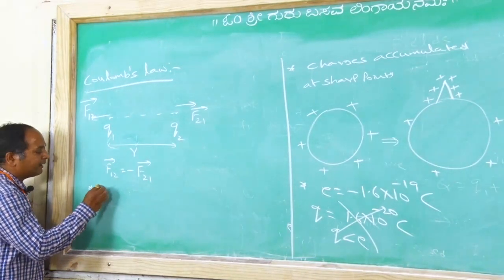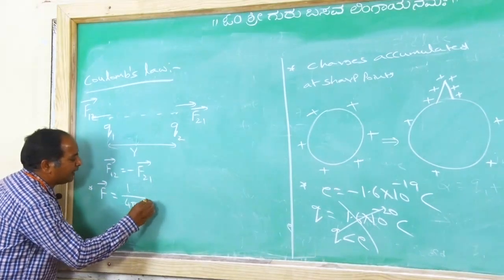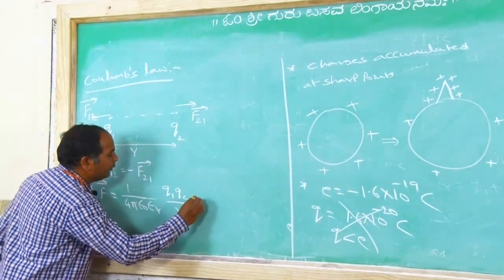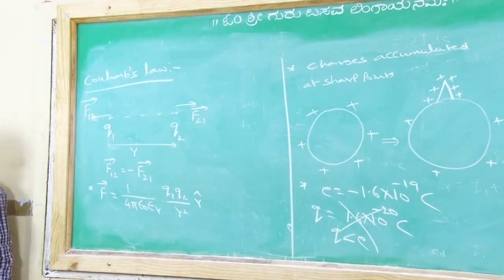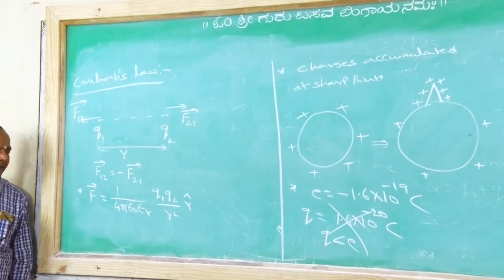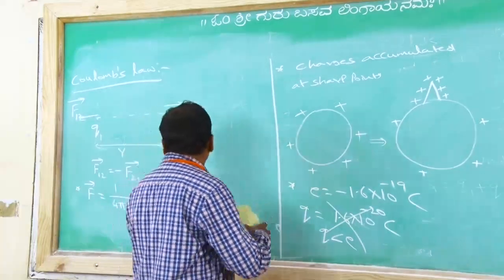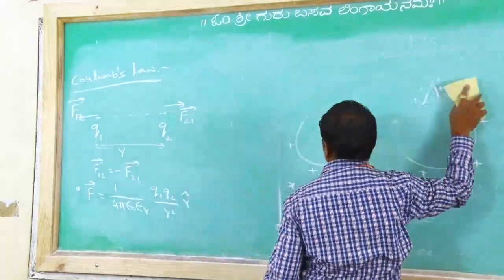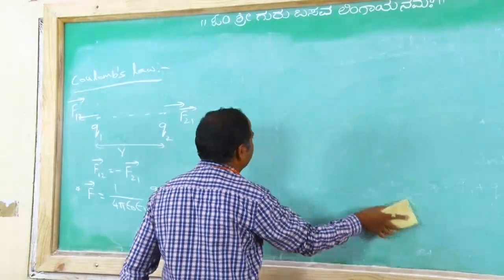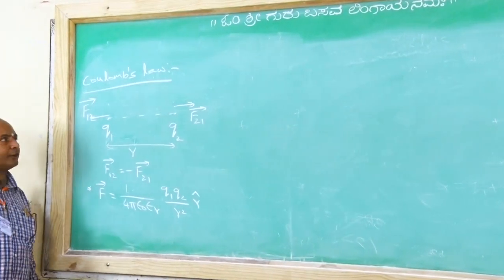If you want to write the vector notation of this force, we may write F bar is equal to 1 by 4 pi epsilon naught epsilon r into Q1 Q2 by r square into r cap. Here you should remember that epsilon naught is the permittivity of free space and epsilon r is the relative permittivity. In other words, that may be called the dielectric constant.